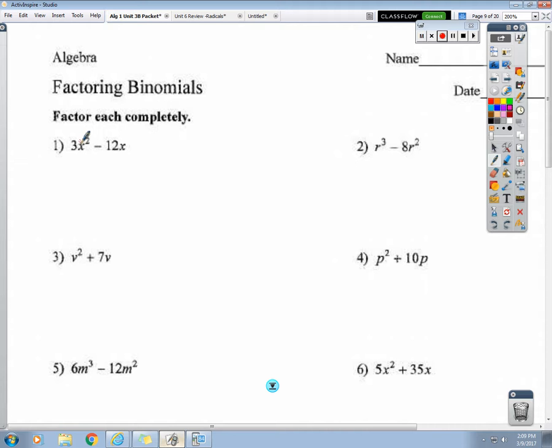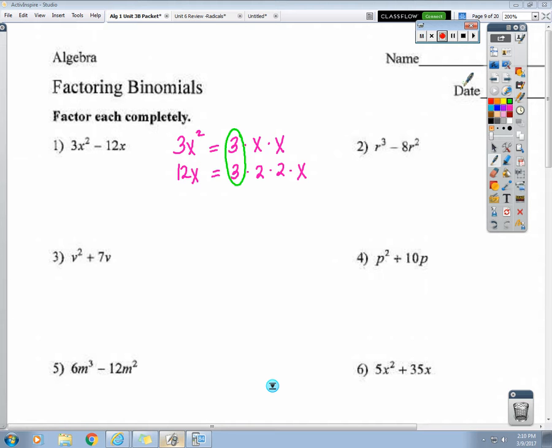Okay, so if you see a binomial like this, you would factor it by listing out its prime factors. To make a 3x squared, you would do 3 times x times x. To make 12x, you would do 3 times 2 times 2 times x. Everybody following? Then you circle what they have in common. They have a 3 in common.